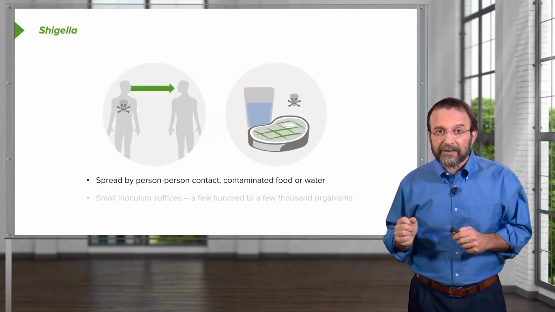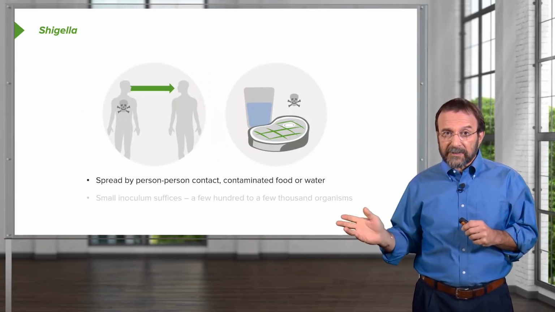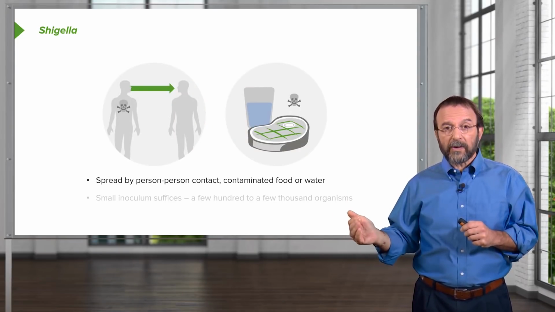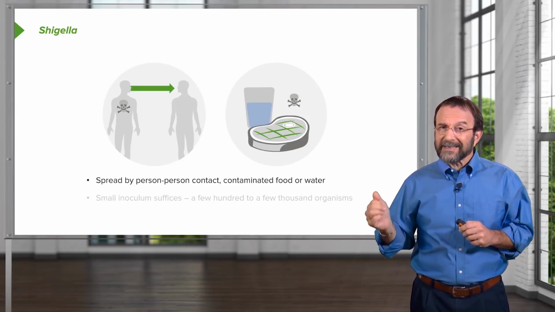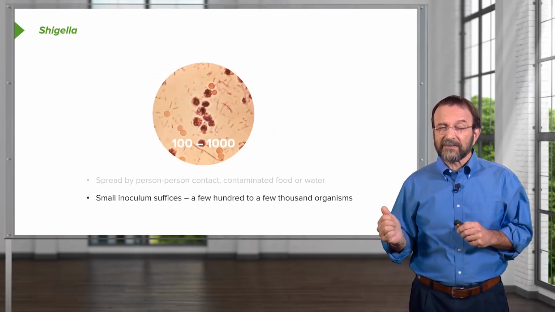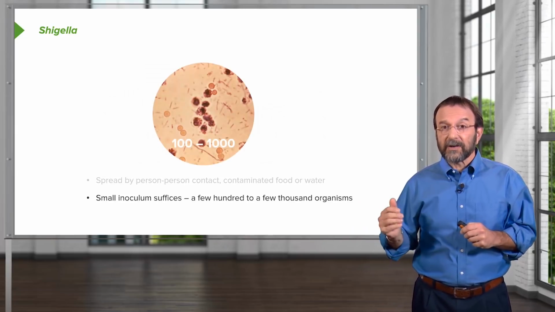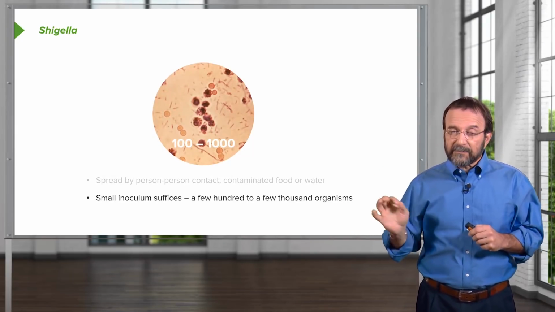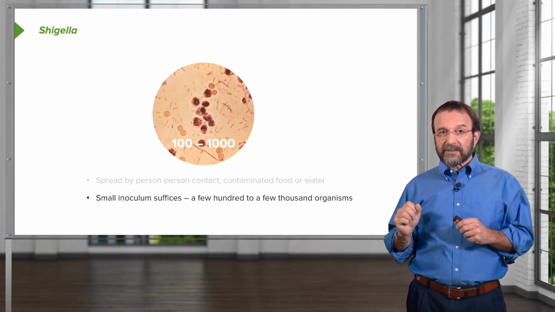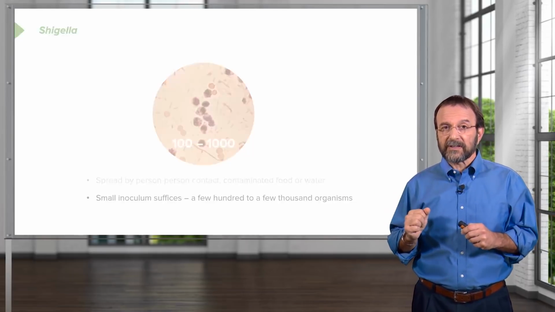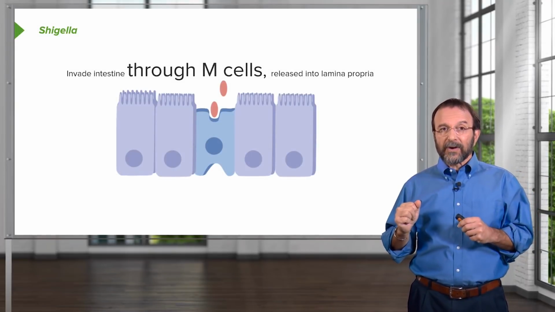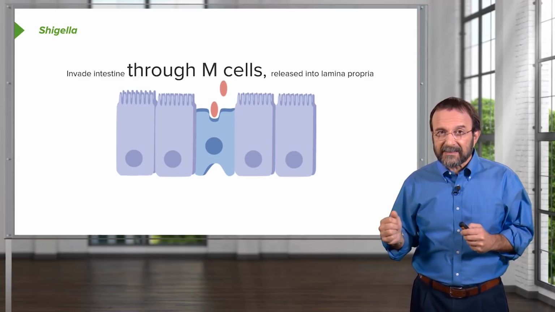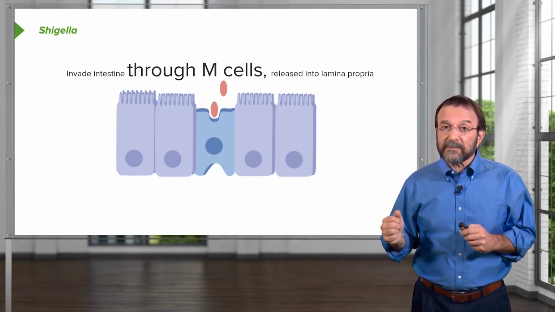These bacteria are spread from person to person via contact or by contaminated food or water. And you don't need a lot of these bacteria to cause an infection. Only 100 or 1,000 are enough. So very minimal contamination of food, for example, or transmission of minimal numbers is enough to initiate an infection. So you ingest these organisms, they go to your intestine, and they invade through M cells.